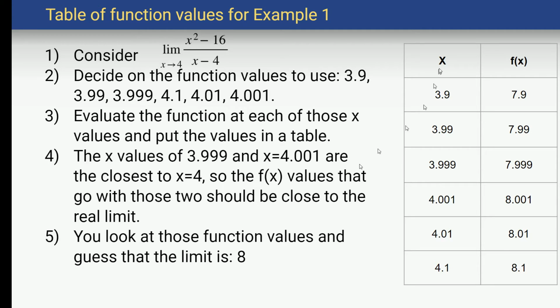Okay, so we make this table. We have a column for x. You put your x values that are close to 4 there. In the other column, you need to actually calculate the function values. That means you need to take the x value and plug it into the function given for the limit. So I'll show you how to do that real quick.